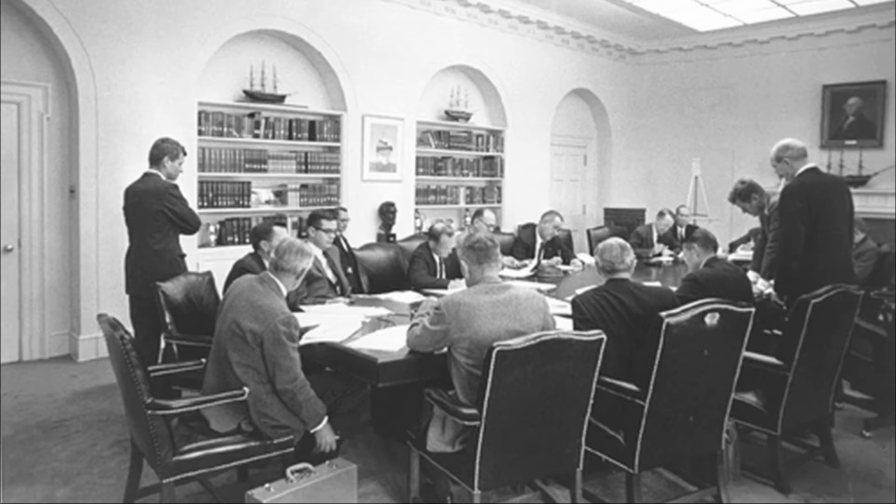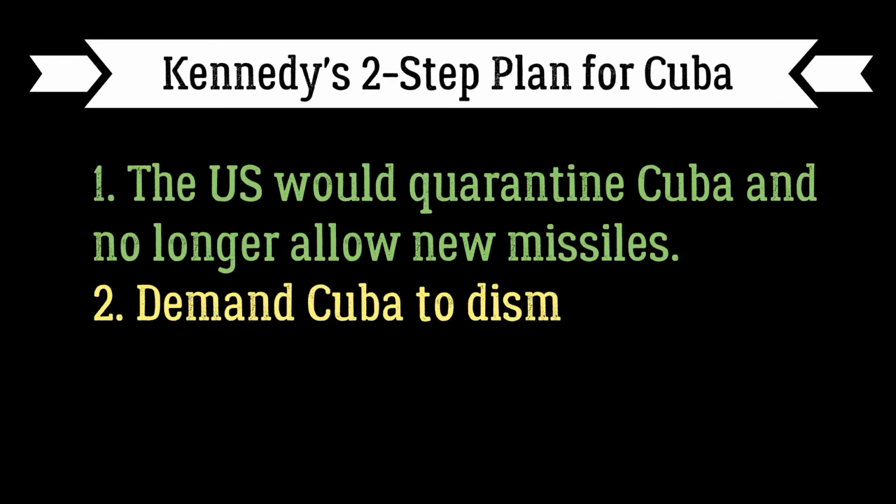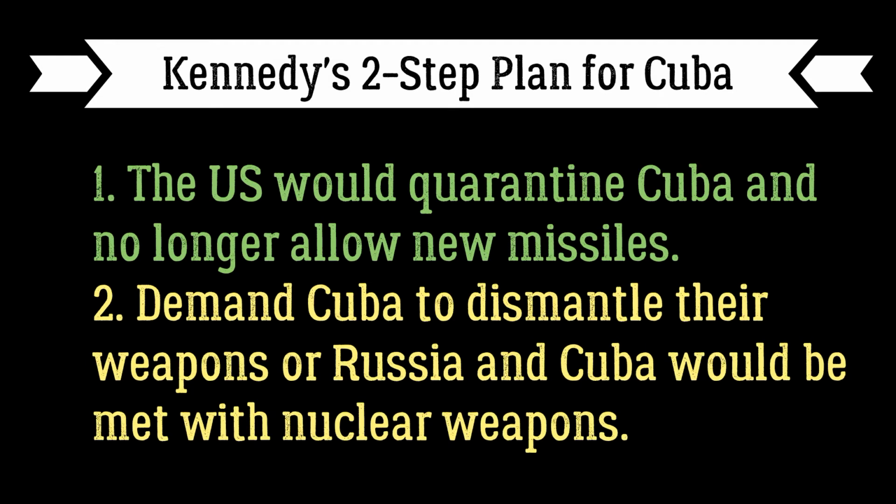Eventually, a two-step plan emerged. First, the U.S. would quarantine Cuba and no longer allow new missiles. The second part would put into action a demand that Cuba would dismantle its weapons, otherwise Russia and Cuba would be met with nuclear weapons by the United States.